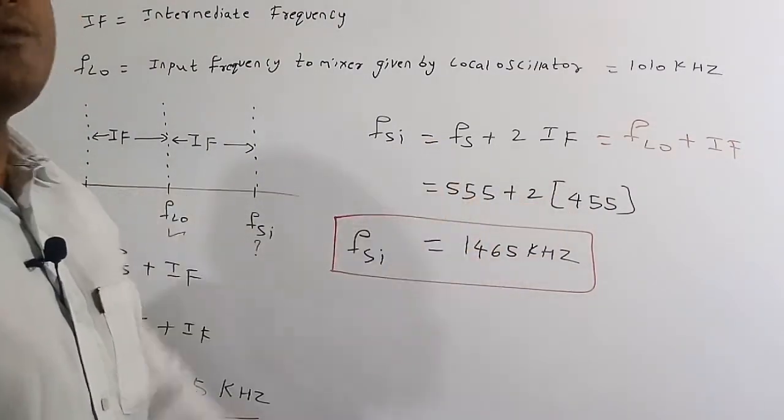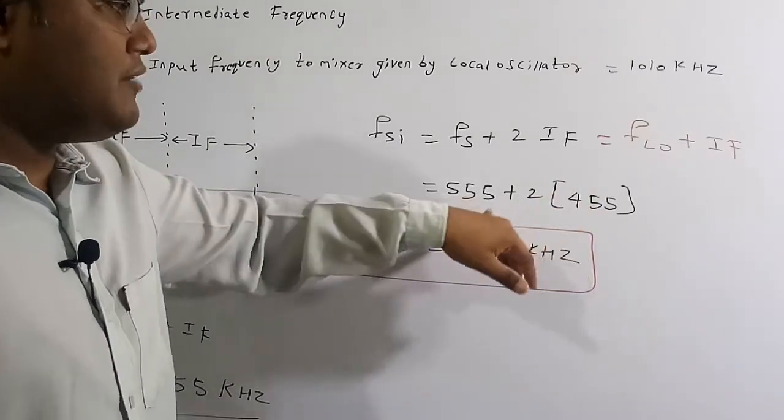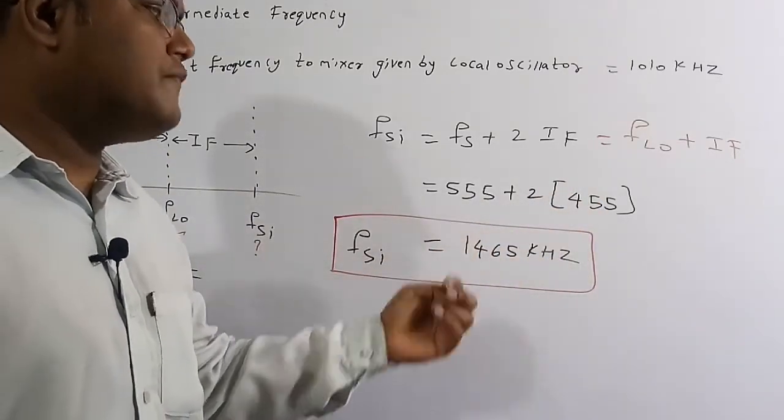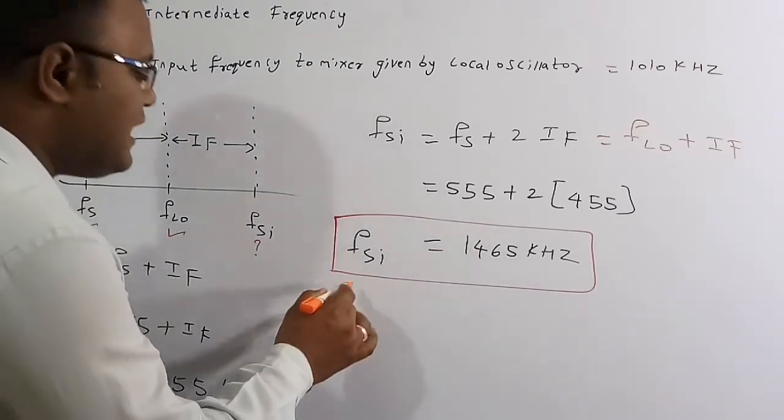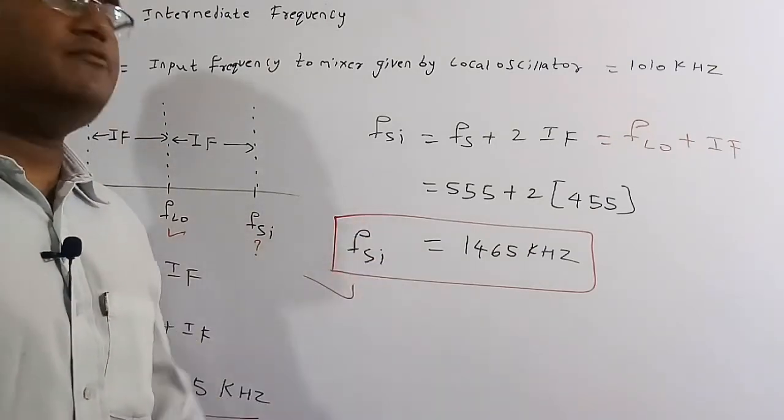So the Fs value we know is 555 kilohertz, and 2 into IF is 910 kilohertz, and if you solve this equation we are going to get 1465 kilohertz. This is the image signal frequency, also called the frequency of the other station. So this is the correct solution of this question.